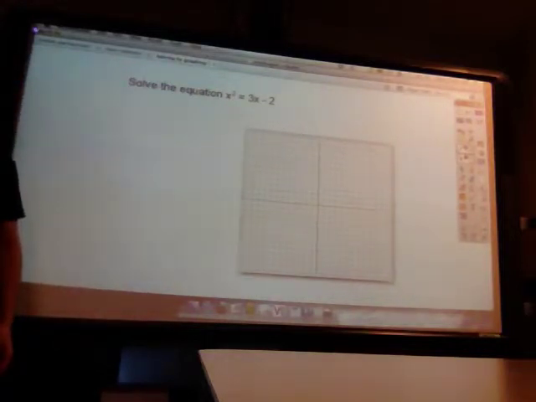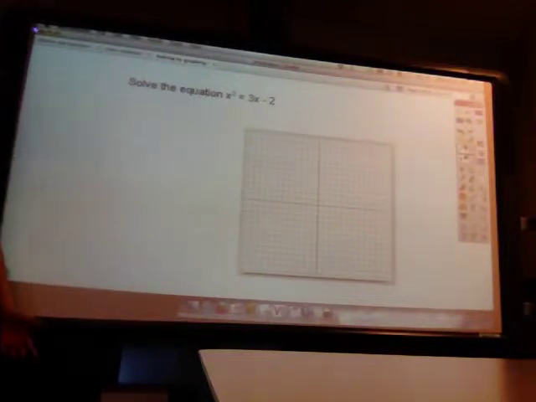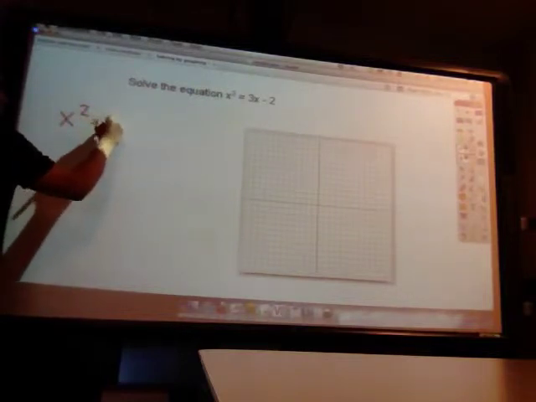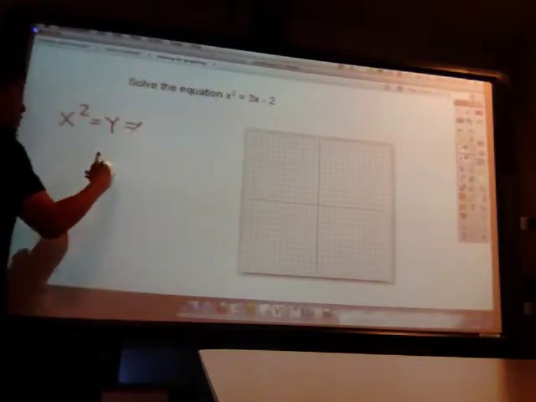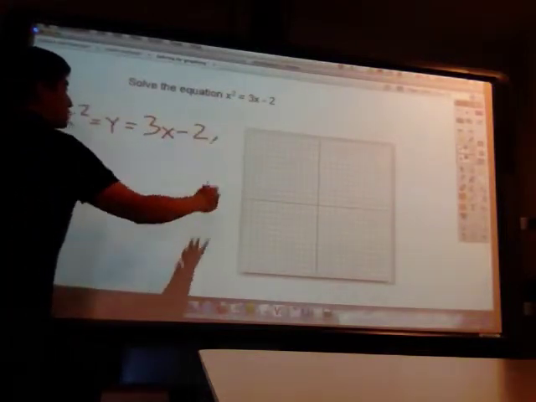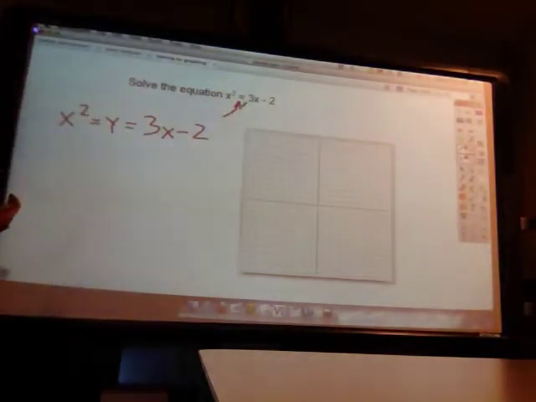Maybe it's x squared equals y equals 3x minus 2. Okay, so what we're going to do is we're just going to squeeze this in the middle. X squared, we're going to set that equal to y. And then since y is equal to x squared, we can say y is also equal to 3x minus 2. I'm just kind of interjecting a new variable in between. Okay? So now I can split it up.